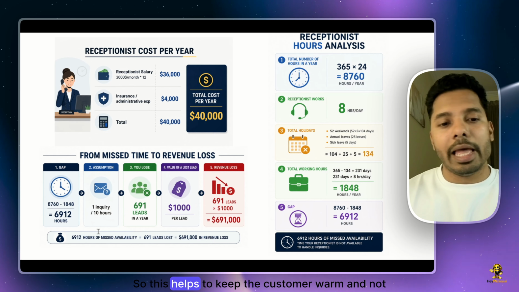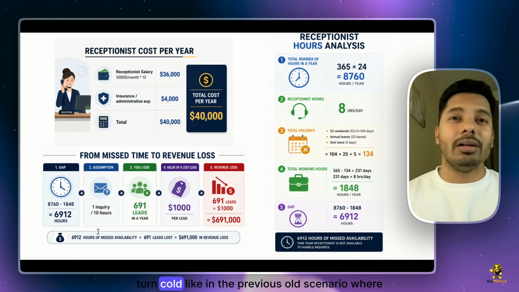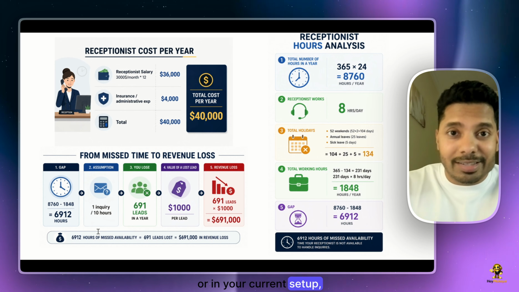So this helps to keep the customer warm and not turn cold, like in the previous old scenario, or in your current setup, right?